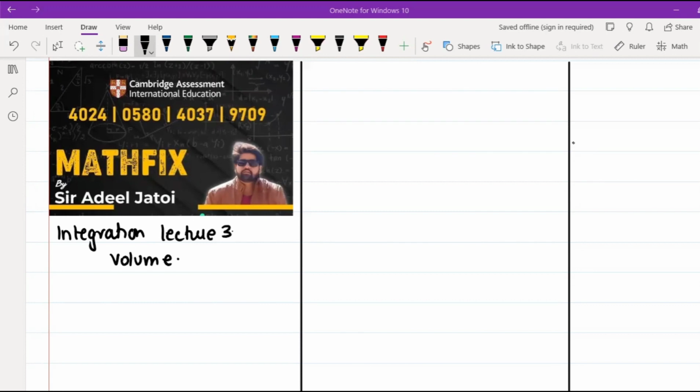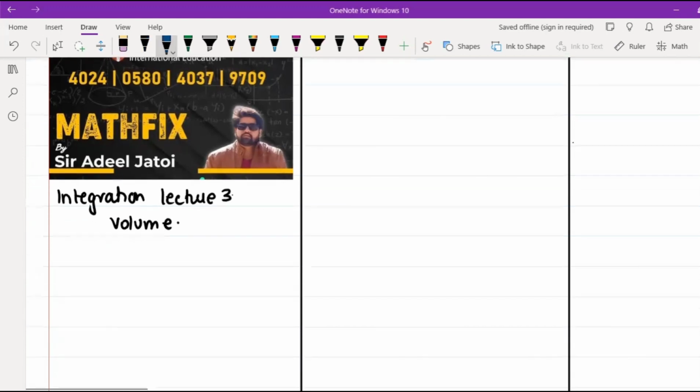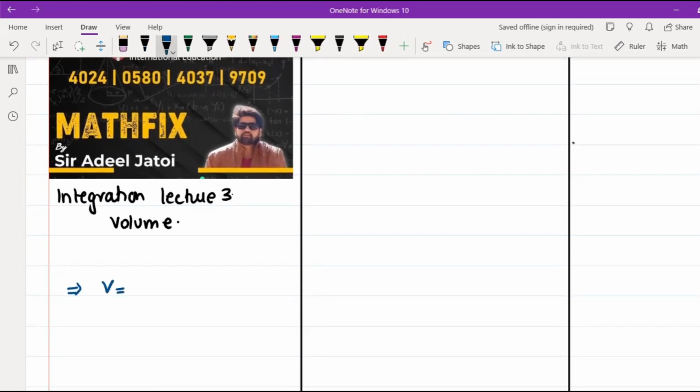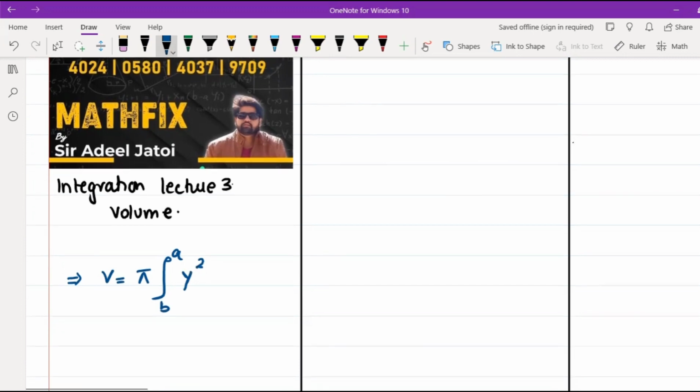Integration lecture 3. This includes volume. Now, normally your volume is based on multiply by pi. That means integration with what? Limit. But each of the expression or each of the equation will be squared first. That means your equation of the curve that will be represented through y will be squared, then it will be integrated, then the limits will be applied, and then the answer will be multiplied by pi.